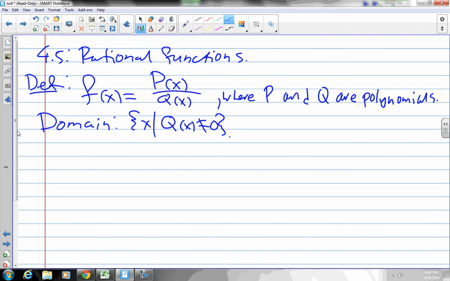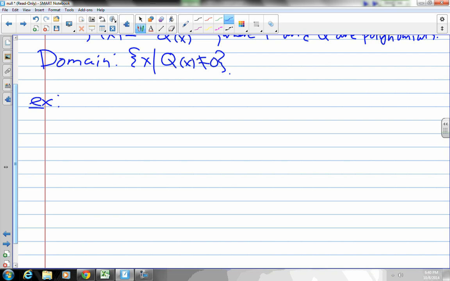So for example, if I give you this little function, and I ask you, well, first of all, is that a rational function? Yeah, polynomial on the top, polynomial on the bottom. What is the domain of that function?